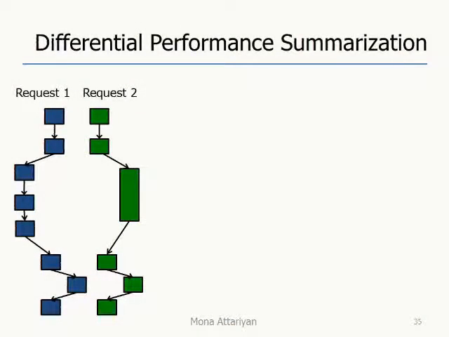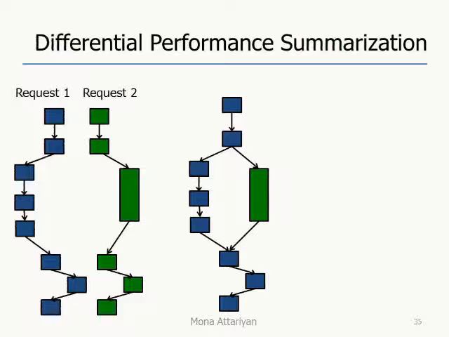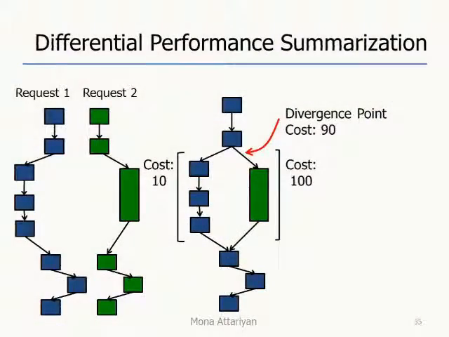So as I mentioned, X-ray also gives you this powerful tool where you can compare two different requests and see why the performance of these two requests are different from each other. We call it differential performance summarization. And here's how it works. So you have two requests. We extract the execution pieces of both of them, the way that I mentioned, and then we compare them and find the points where the execution diverges. We call them divergence points. And then what we do is that we calculate the cost for each part of this execution, and the difference is the cost of the divergence point.